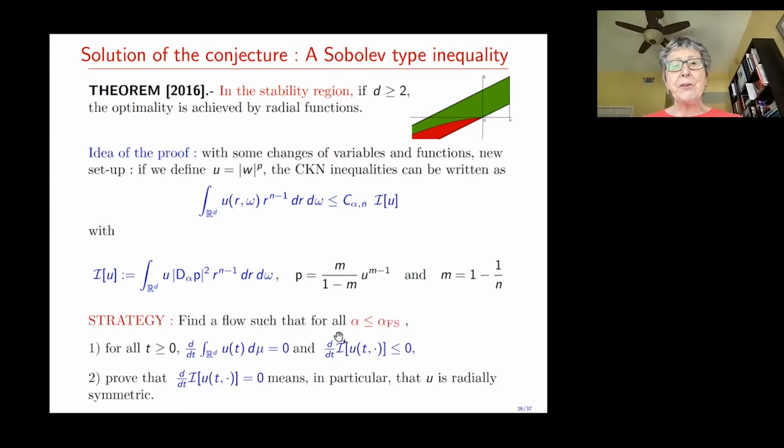So what was the strategy? We had to find a flow, a nonlinear evolution problem, for which, when alpha is less than alpha FS, and I'm not going into details, alpha is a parameter that appears in this differential operator. And this condition alpha less than alpha FS corresponds to the green zone, the zone where the radial minimizer is stable, is a local minimum. So what we had to prove is that in this zone, where we have stability of the radial minimizer, along the flow that we are going to find, the integral of u will be constant, and this functional I will be decaying. It's again the same idea I talked about last time. We need to find a flow for which the functionals in which we are interested are Lyapunov functionals. That's the idea.